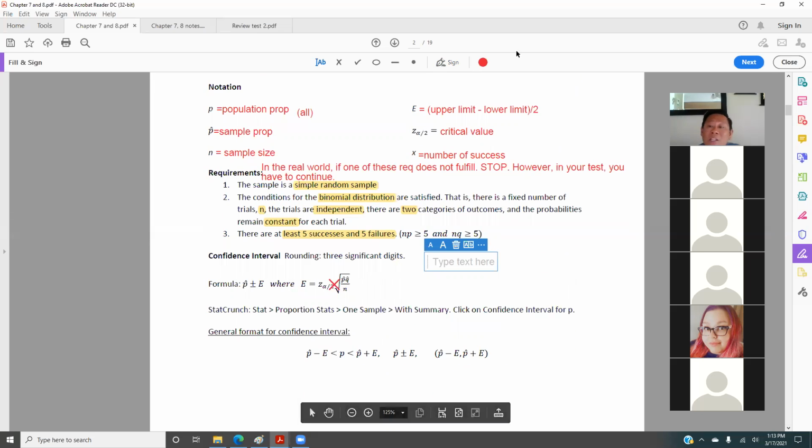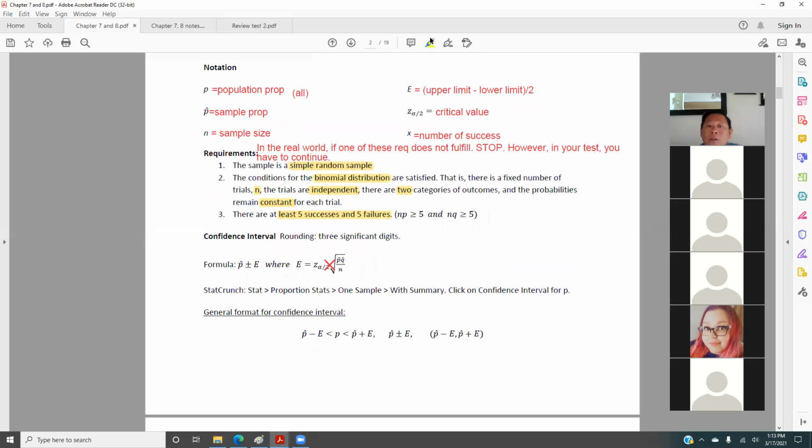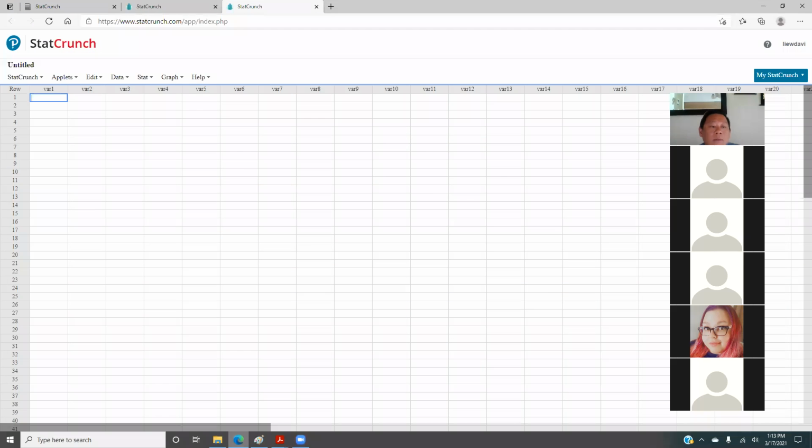So how do you do this in your StatCrunch? This is very important. In your StatCrunch, you go to Stat, Proportion Stats, 1 sample with summary, and click on the confidence interval. And usually in StatCrunch, they will ask you for N, and they will ask you for X, and they will ask you for the confidence level. Okay. So I'm going to give you an example here. Let's look at some example here.